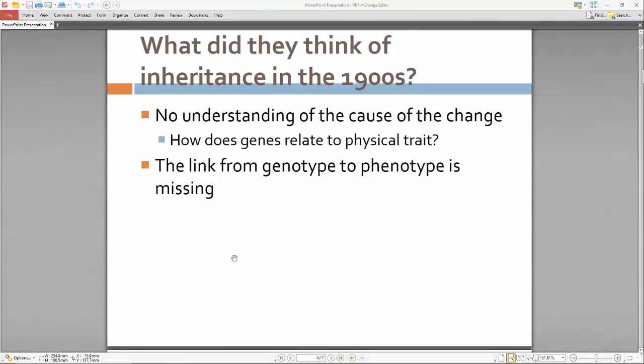But we didn't understand how genes related to physical traits themselves. By the late 1900s, we knew that DNA was the genetic material, and we knew that people had specific phenotypes, but we didn't really have a connection.